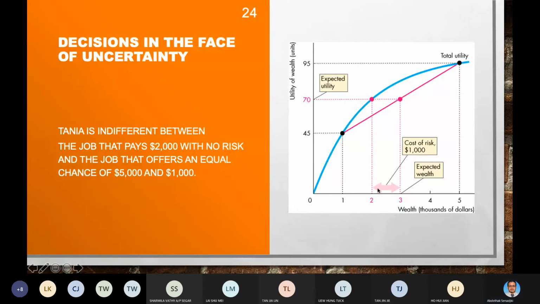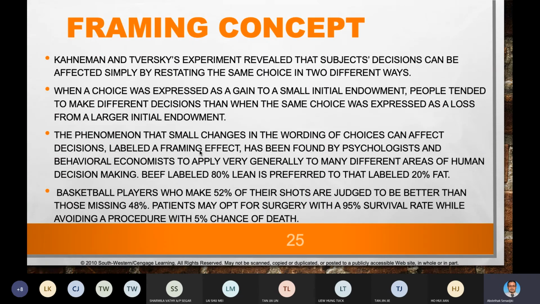And now, as we say, which one she will take depends on her risk aversion. If she is a risk taker, she will take the second. If she is not a risk taker, she will take the first. This will take us to understand another concept in economic behavior. We call it the framing concept. Remember that very well. Framing concept.